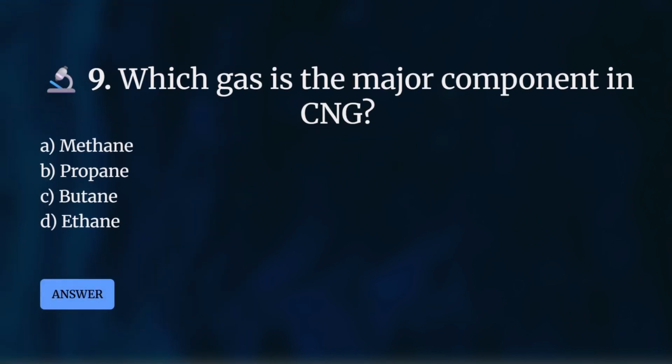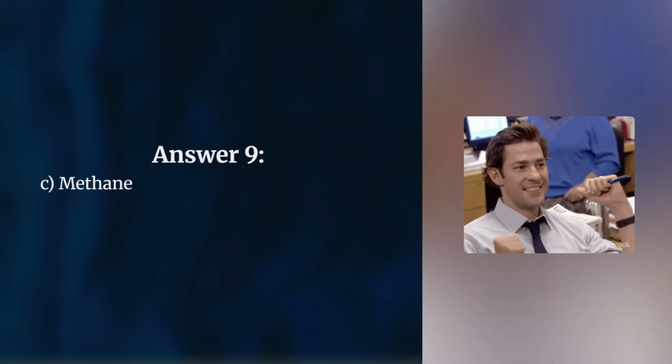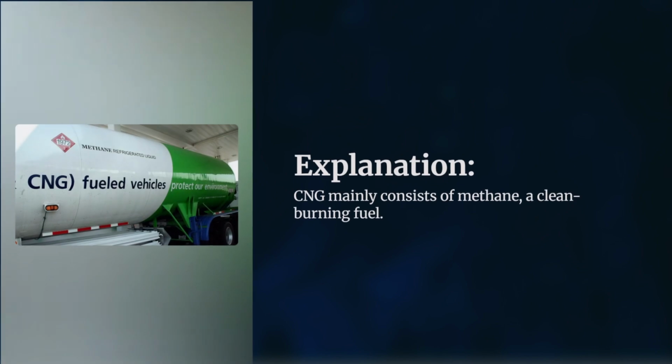Question number 9. Which gas is the major component in CNG? Options are A. Methane, B. Propane, C. Butane and D. Ethane. Correct answer is option A, methane. CNG mainly consists of methane, which is a very clean burning fuel.